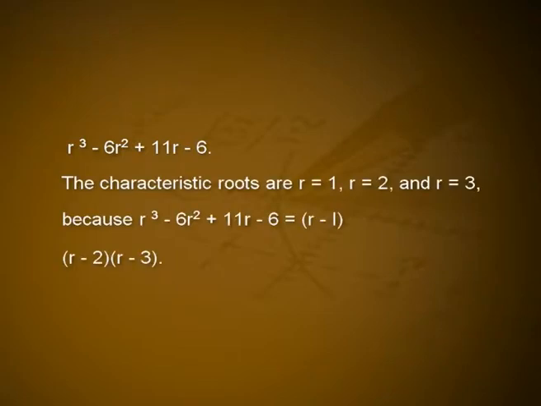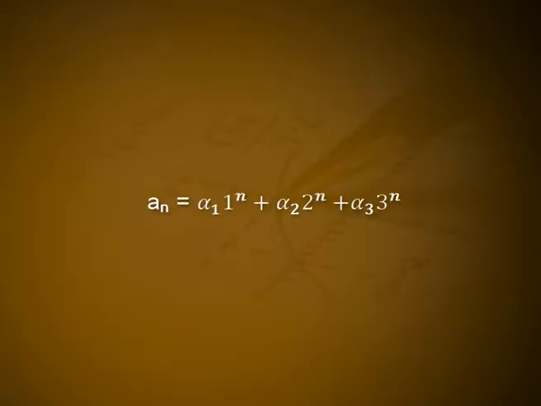The characteristic roots are r = 1, r = 2 and r = 3, because r^3 - 6r^2 + 11r - 6 = (r - 1)(r - 2)(r - 3). Hence, the solutions to this recurrence relation are of the form a_n = alpha_1 * 1^n + alpha_2 * 2^n + alpha_3 * 3^n. To find the constants alpha_1, alpha_2 and alpha_3, use the initial conditions.